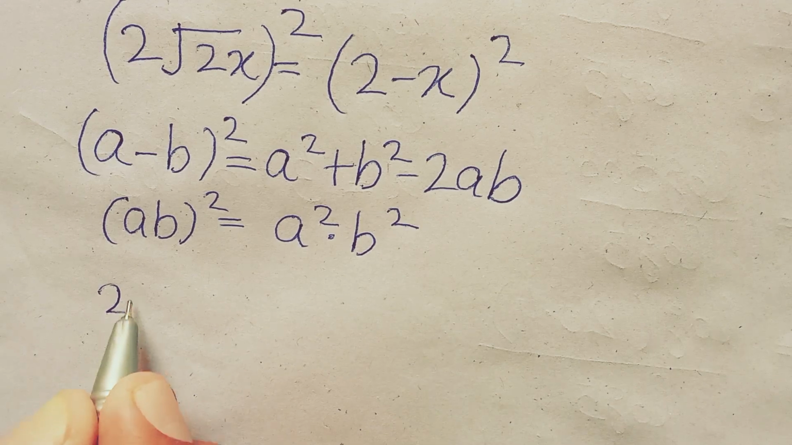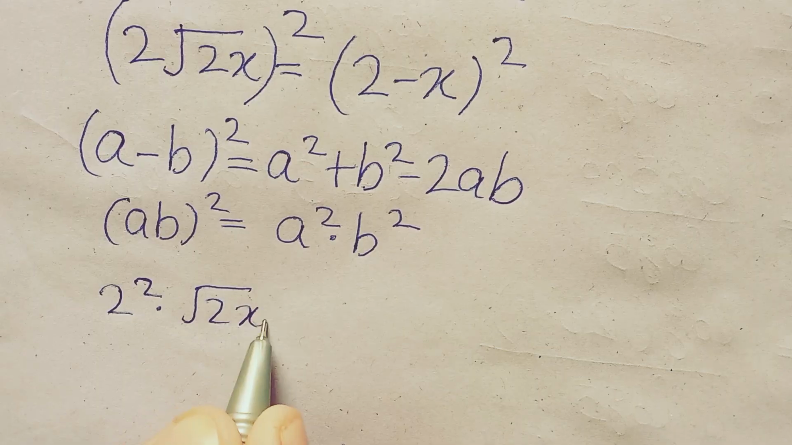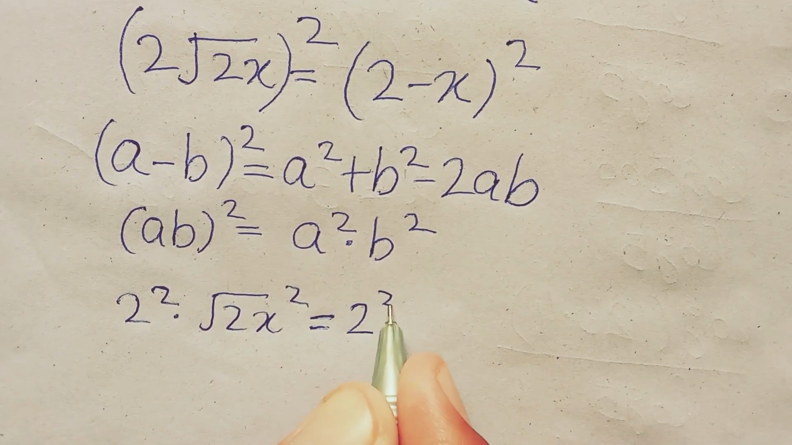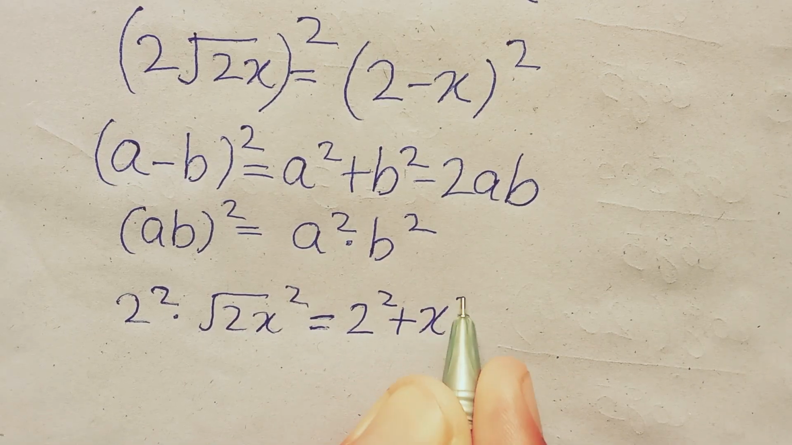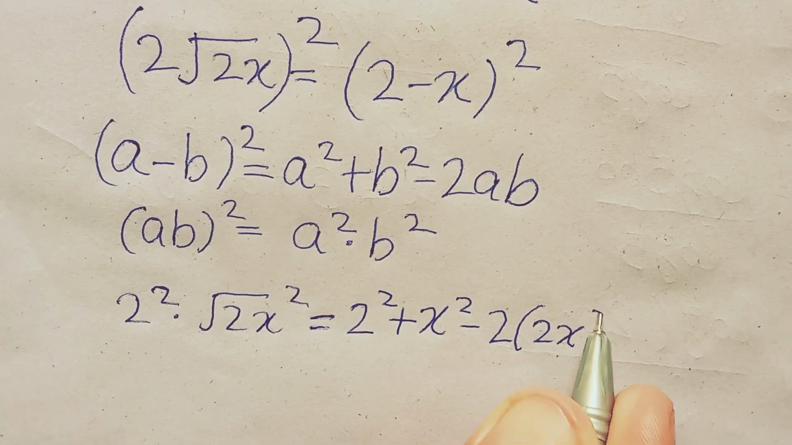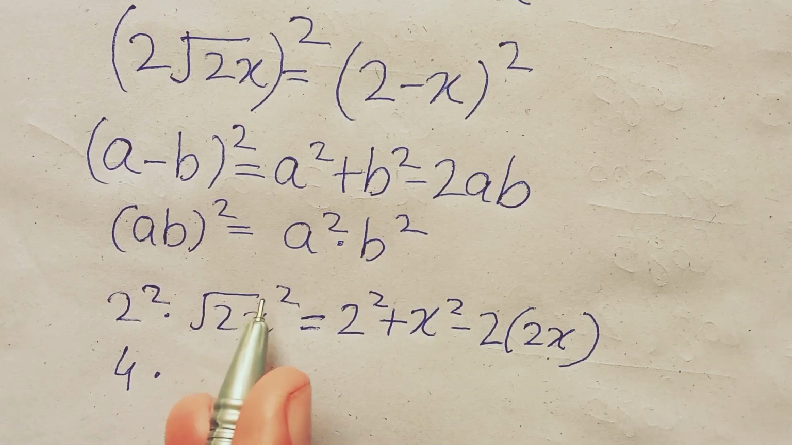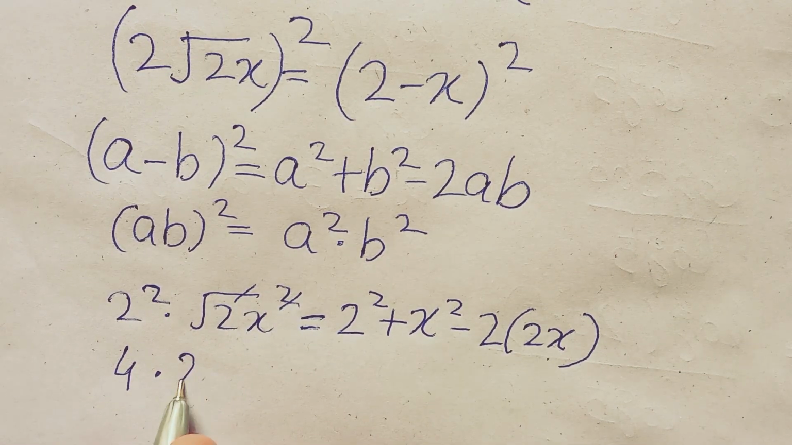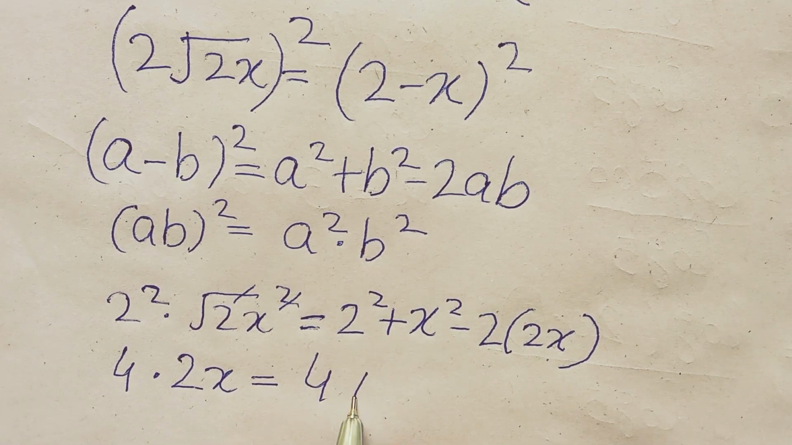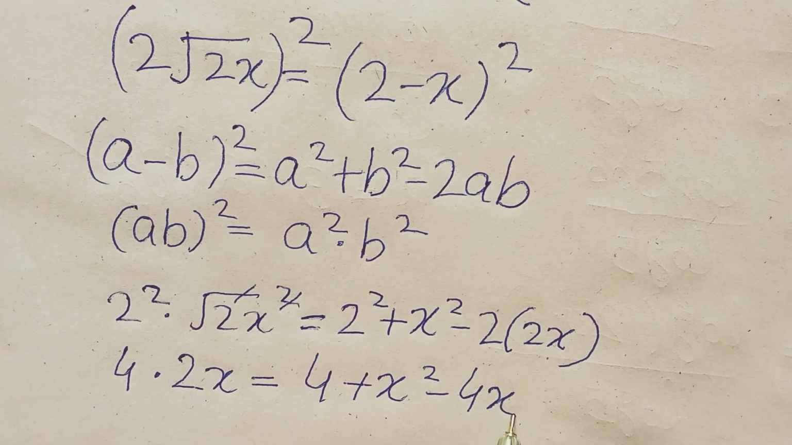So it becomes 2 square times square root of 2x square is equal to 2 square plus x square minus 2 into 2x. In the next step, this becomes 4 times, square and square root cancel, 2x is equal to 2 square, which is 4, plus x square minus 4x.